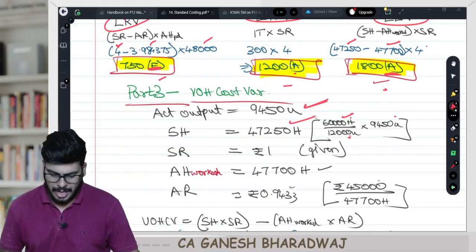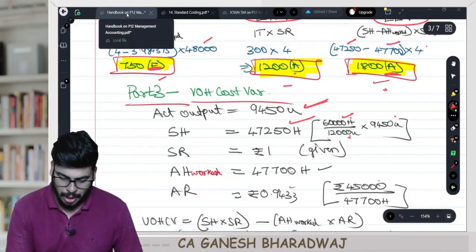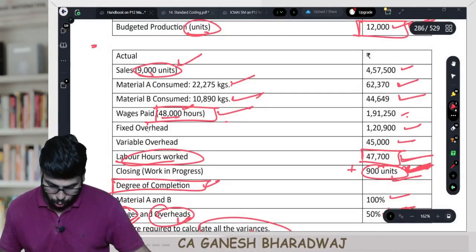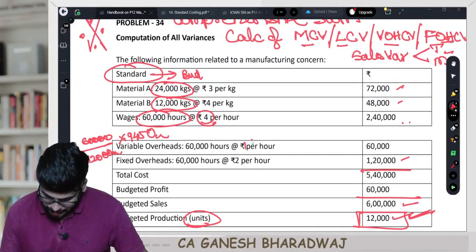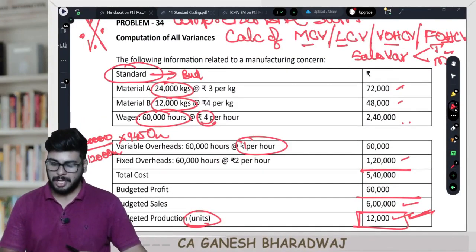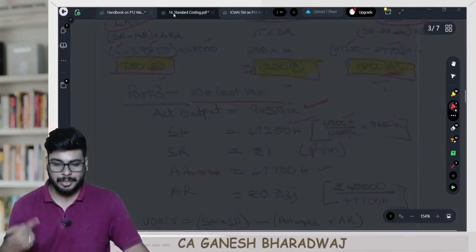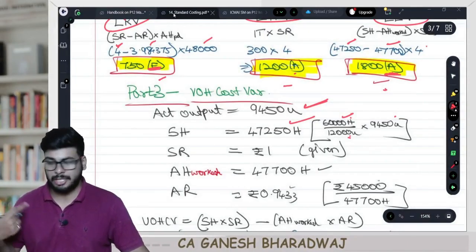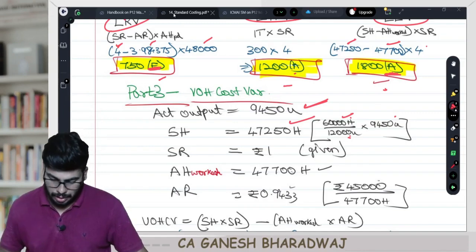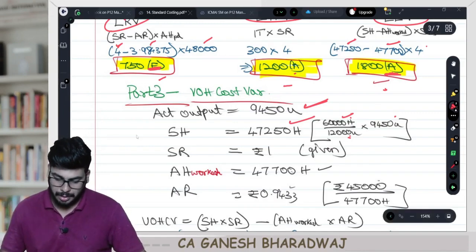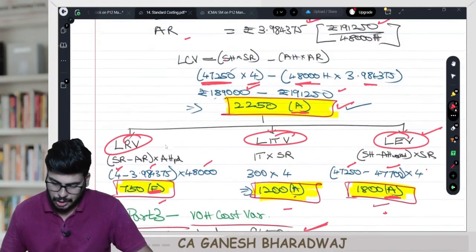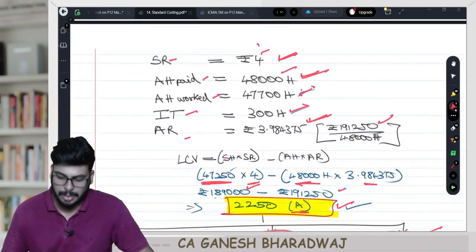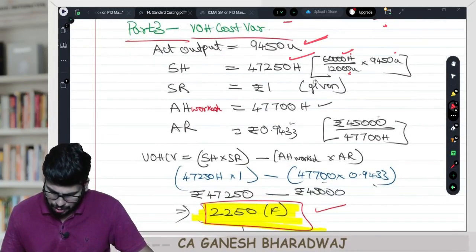Clear with this, guys? And standard rate per hour, how much is this? With respect to variable overheads, it's given in the question as 1 rupee per hour. Clear with this? So every hour the machines are running, you're allowed to incur a cost of 1 rupee per hour. Clear with this, guys? But what is the actual hours worked? We just calculated the actual hours worked, which is 47,700. Again, this is given in the question, right?